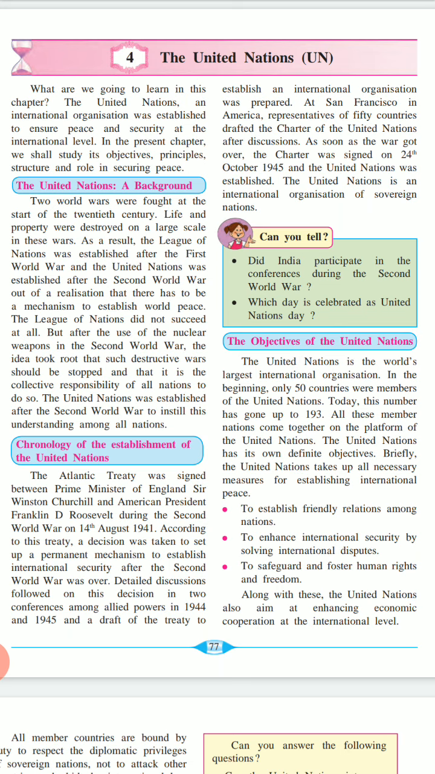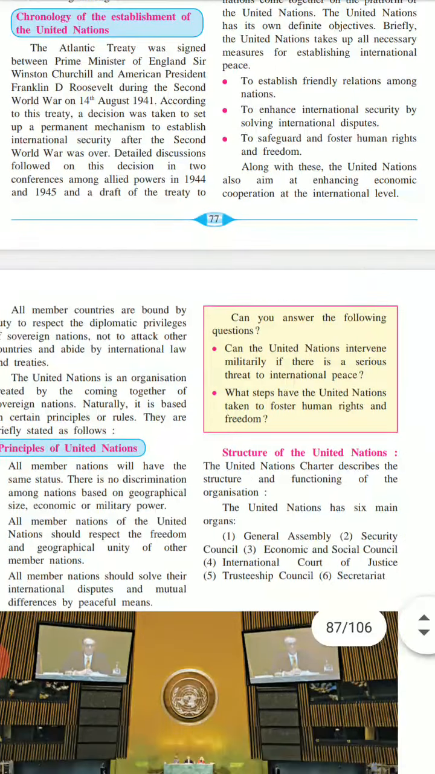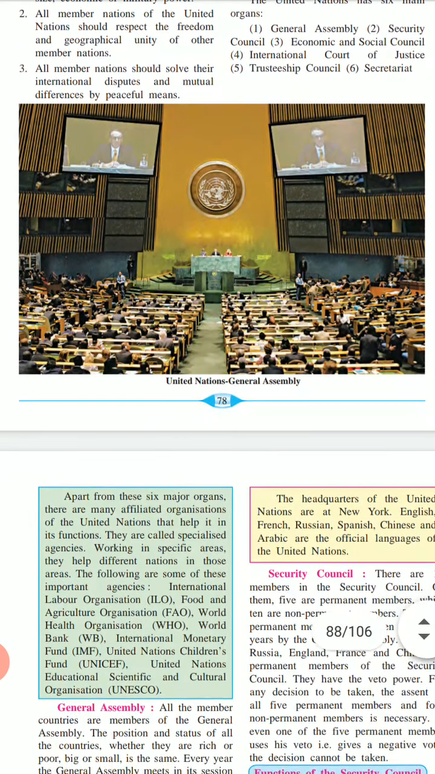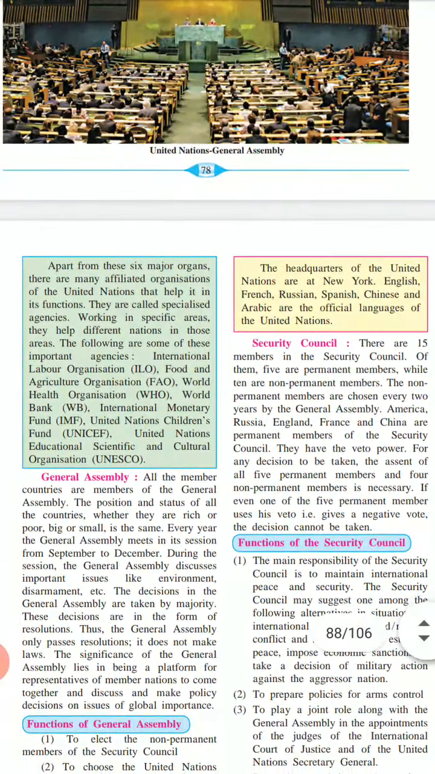Before beginning, let's quickly revise the major points we saw in our previous session. First, the United Nations background. Second, chronology of the establishment of the United Nations. Third, the objectives of the United Nations. Fourth, principles of the United Nations. Fifth, structure of the United Nations. Sixth, the important organs. From that, the first one was the General Assembly.